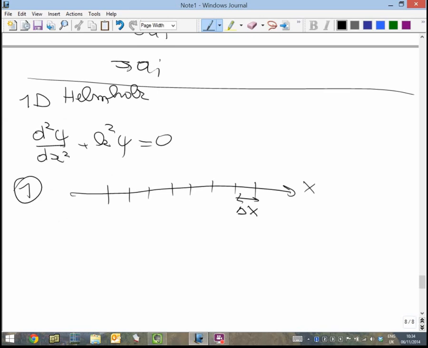Okay, and they could be different in size, but we're not going to do that to make our life a bit easier here. The second step is we're going to try and write our unknown function, psi, as a sum of basis functions, known basis functions. Question is, what would be a good choice for basis functions?